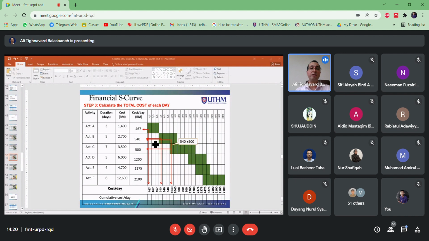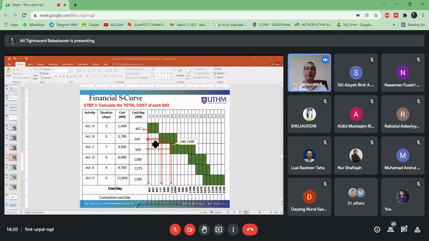The first 3 days, you have only one activity, the same activity A. So nothing changed. We just put 467 for every single day for the first 3 days. Now, day 4, the cost changed because the activity changed. Activity B started. And on the 4th day of the project, which is 7th of May, there is only one activity running, right? Correct me if I'm wrong, okay? There is only one activity running, which is activity B. How much cost? Yes, 540. For the next 2 days, this is the same.